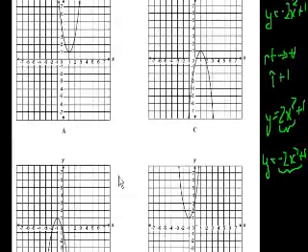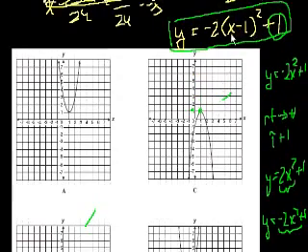So if we look at our choices, only these two are opening downwards. And both of them are shifted up by 1. The vertex is at y is equal to 1. But this is shifted 1 to the right, and this is shifted 1 to the left. And remember, we said it was x minus 1 squared. So the vertex happens when this whole expression is equal to 0. And this whole expression is equal to 0 when x minus 1 is 0, when x is equal to positive 1. So that's right here. So it's actually choice C.